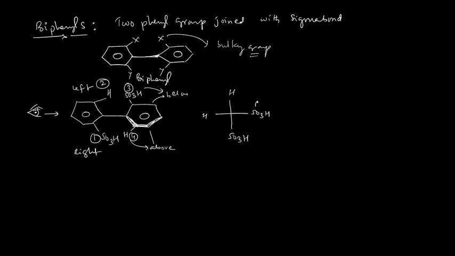It is 1, it is 2, it is 3, it is 4. Forget about the least priority group. Look at the other three groups. Rotation, priority decreasing order 1, 2, 3 moves counterclockwise. Therefore, it has S configuration. Okay, that's all. Right? Take another molecule.